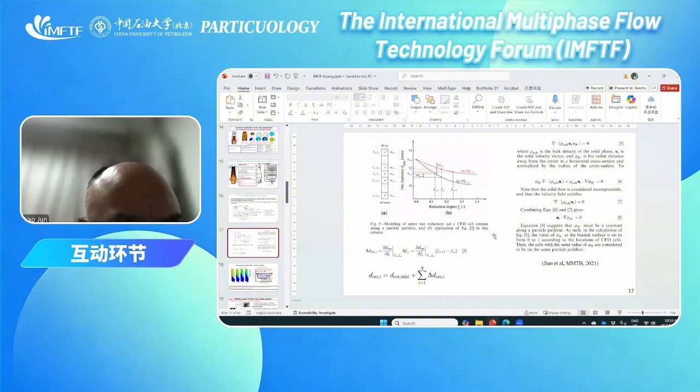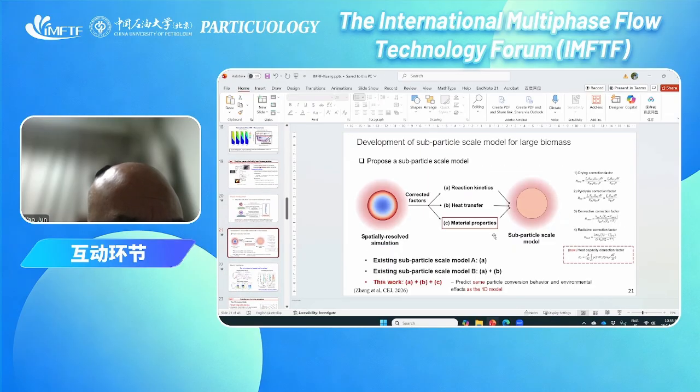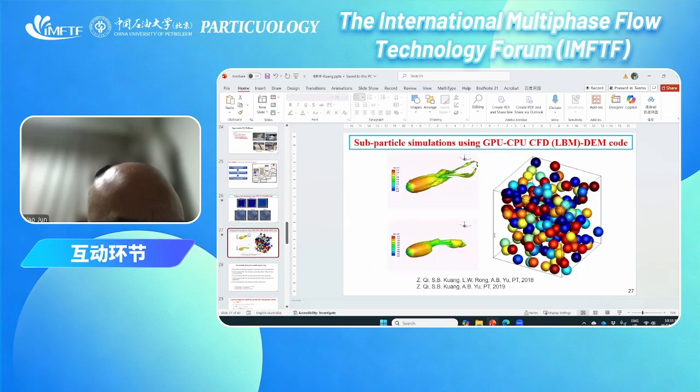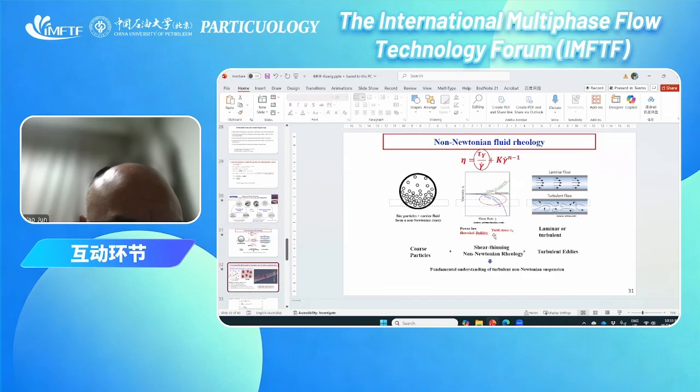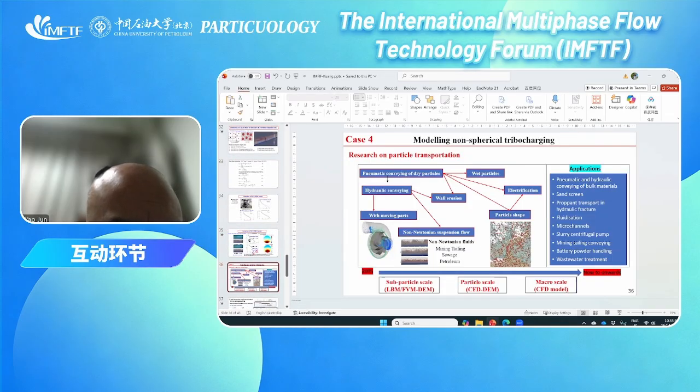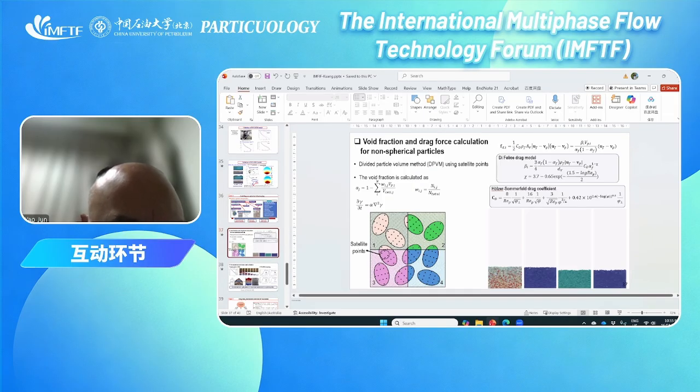Okay, and I have another. The last question is regarding some fundamental theories regarding this drag force. From your presentation, you give this drag force for the non-spherical particles. Usually we just consider the spherical particle. So can you please briefly give the key difference between the two? Or, for the non-spherical particles, what is very important for the drag force? Drag force is very important for the particle behavior. Can you please give us a very short introduction to this?